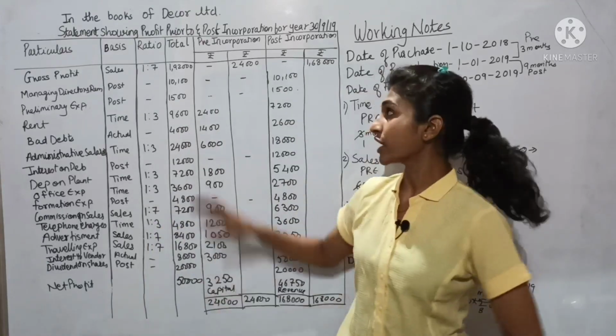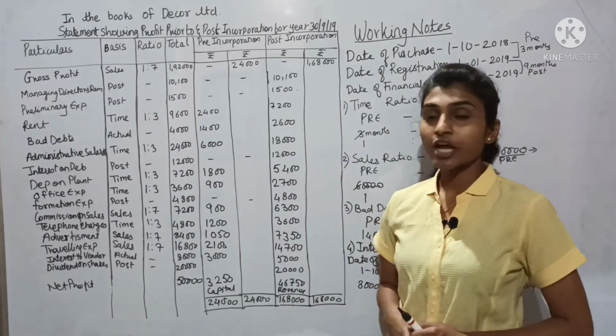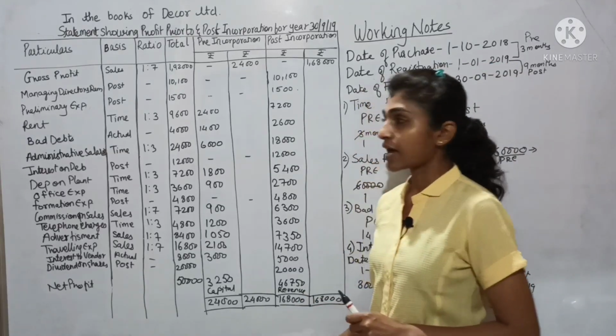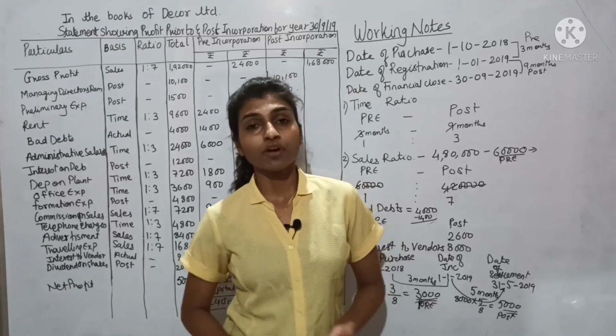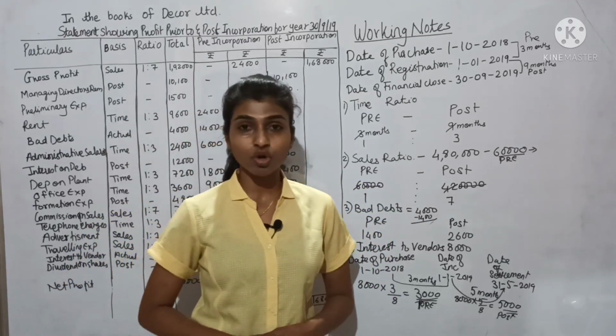Okay, so here we have solved this example of Decor Limited. In the books of Decor Limited, the statement showing profit prior to incorporation and post-incorporation. In this way you have to solve this example. I hope you have understood how to solve profit prior to incorporation and post-incorporation.